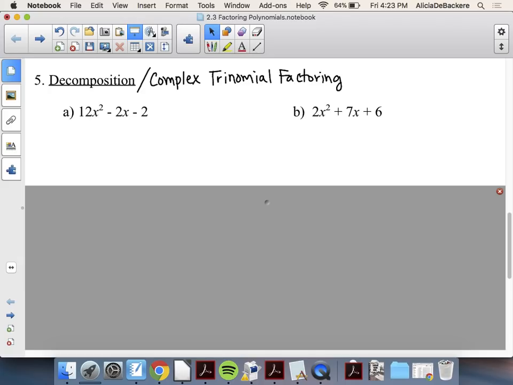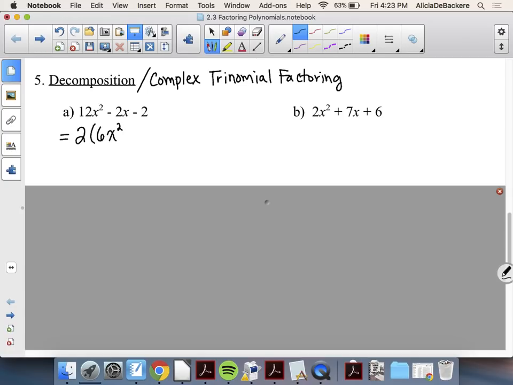Don't forget that whenever I start a question, I'm looking for a common factor. So when I look at this first question here, I notice that I can take out a common factor of 2 from each of these terms. I can divide all of them by 2. That's what I mean when I say take a common factor out: I mean divide it out.